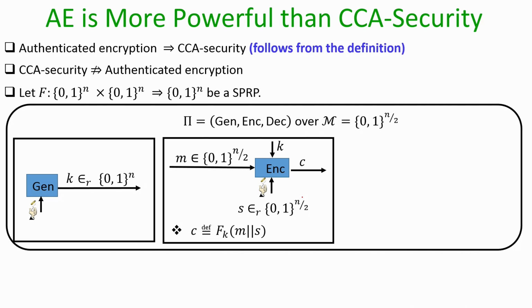it internally picks a uniform randomness of size n by 2 bits, which I denote by little s, and to encrypt the message little m, it concatenates little m with the randomness little s. So, that will be now a whole block of little n bits, and to encrypt that block, the sender evaluates the strong pseudo-random permutation with the key k and the block input being m concatenated with s, and the resultant output is the ciphertext. So, that is a very simple way of encrypting the message.